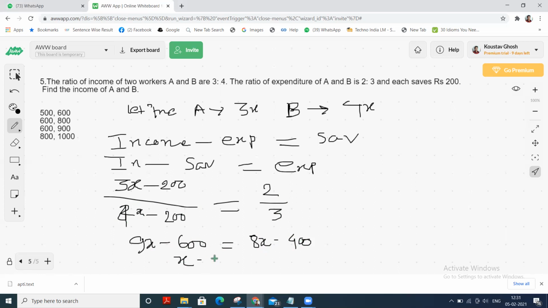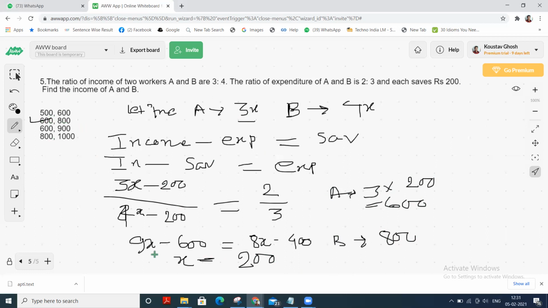So x is how much? 200. Okay. Find the income of A and B. So income of A was 3x. So 3 into 200 is 600. And for B, 4 into 200 is 800. So 600 and 800. B is the answer.